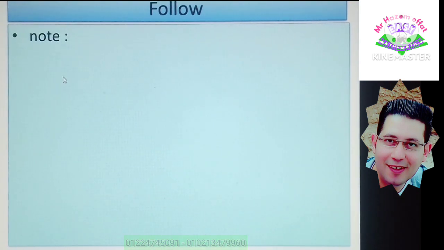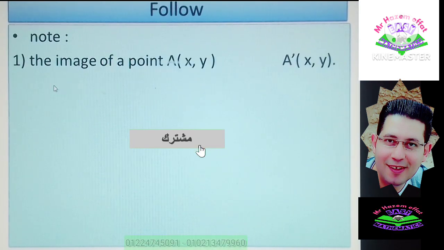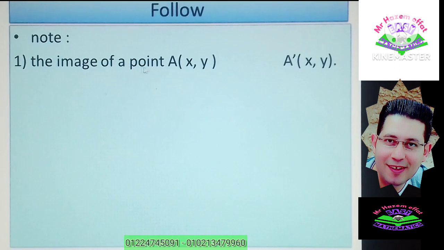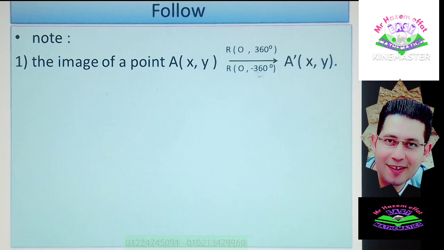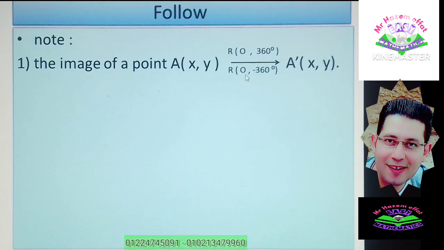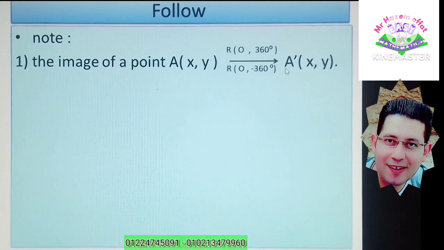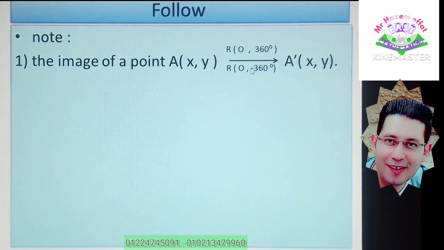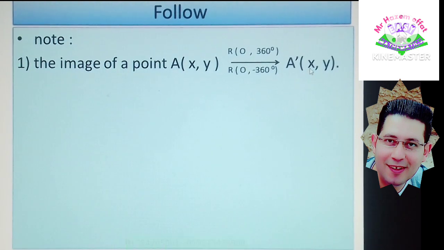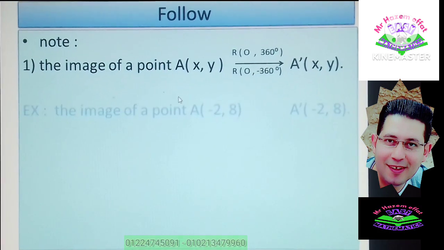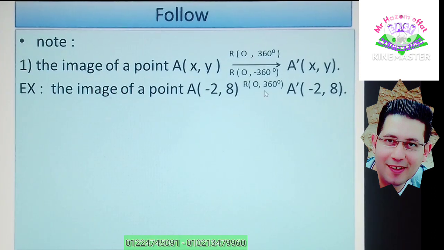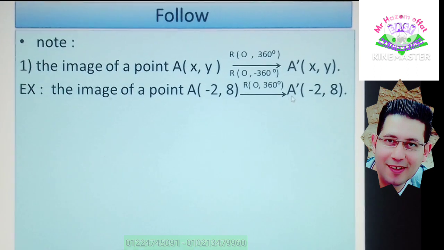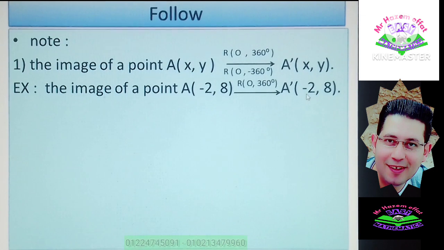Finally, there are some notes we're going to talk about. The first one: if I'm asked for the image of a point A(X, Y) by rotation around the origin point with angle 360 degrees or negative 360 degrees, both of them are the same. It will be the same as the original point, like that. A dash stays as X, Y. Example: the image of a point A(-2, 8) by rotation around the origin point with angle 360 will be A dash, the same point, negative 2, 8.